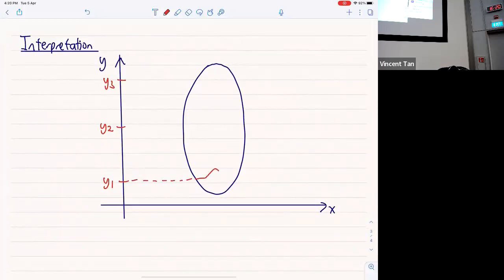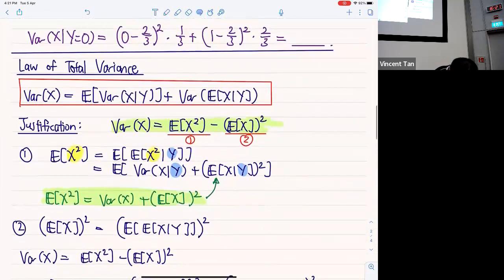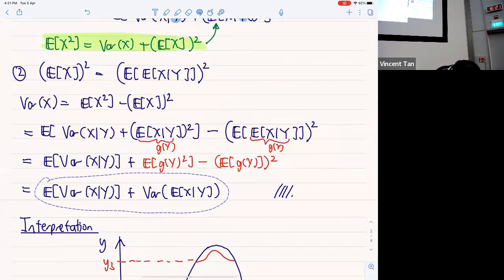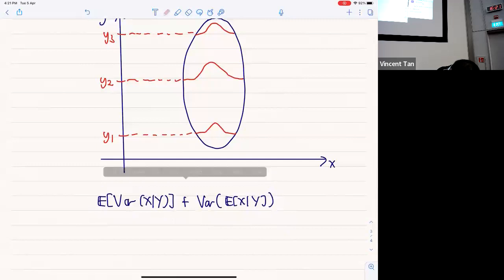So the PDF will be like this. Those are the mini PDFs, the conditional PDFs. Now we are interested in the variance of X, and we are interested to try to understand this particular formula here. The variance of X is this particular formula. Can we understand what these terms mean?